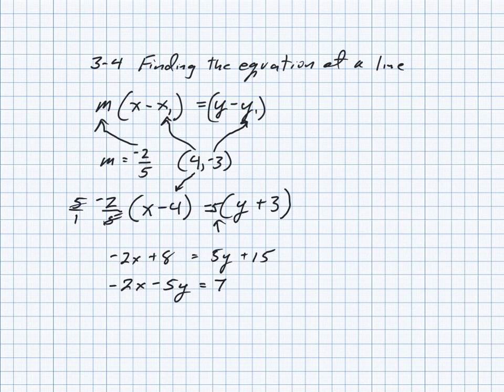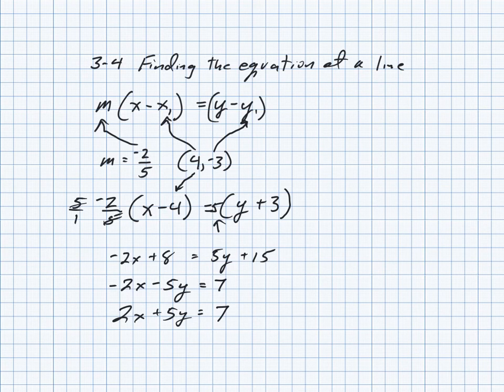As I've told you before, the book and lots of math teachers would like to see the first term being positive. If it's negative like this, it's not wrong, and I will not count it wrong on a test, but if you look in the back of the book, it's more likely that they're going to multiply everything by -1, leaving you with 2x plus 5y equals 7.